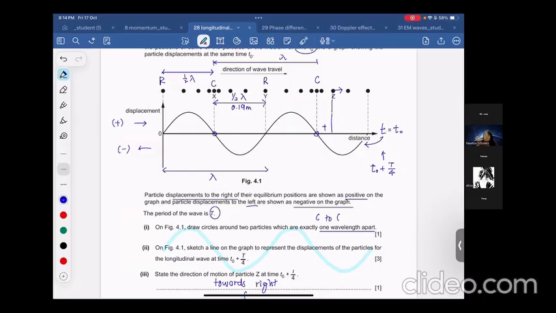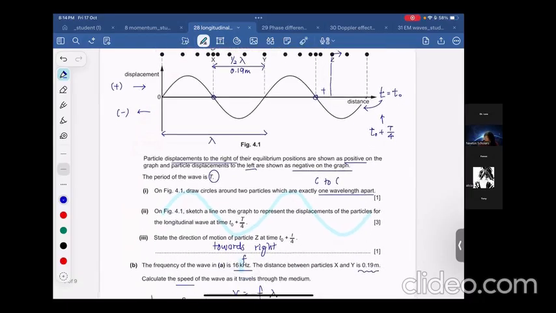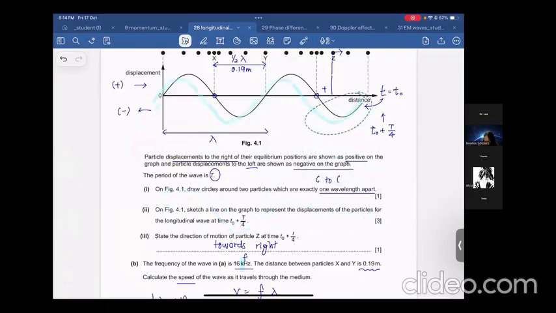After one complete wave, after a period of T, your wave, initially like this, will start to travel. When it travels until here, it is already after one period. Do you agree? It travels from here until here, finishing one complete wave. The period is called T. After T, it will come to here. Am I right? Then after T plus T over 2, that means half of the wavelength.